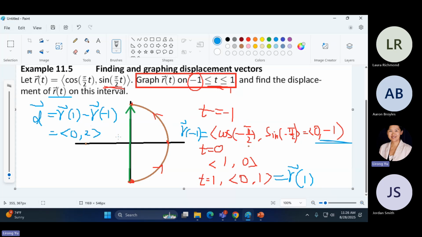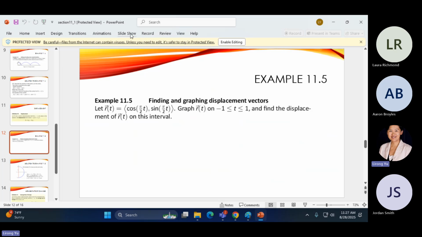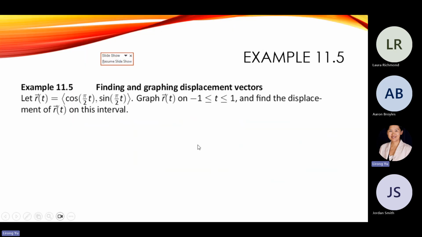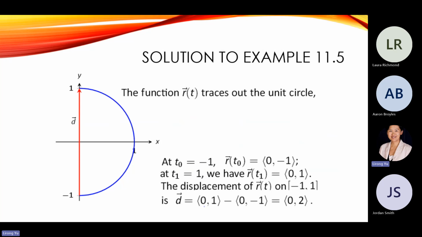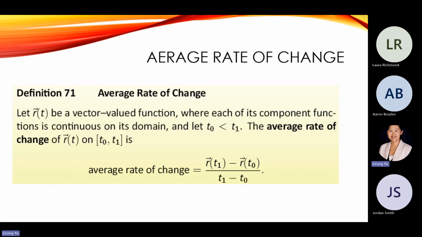Any questions? And the magnitude of that vector is the distance that we travel from initial point to terminal point. That's this example of finding the vector value. That was the solution from the book. Pretty much did the same thing. And then let's talk about the next term.